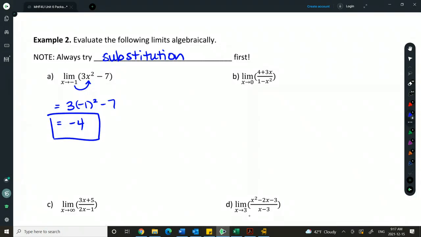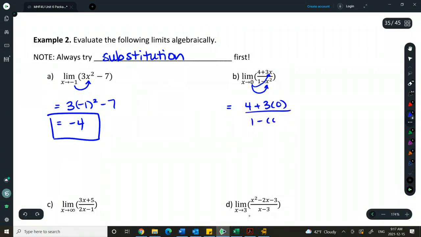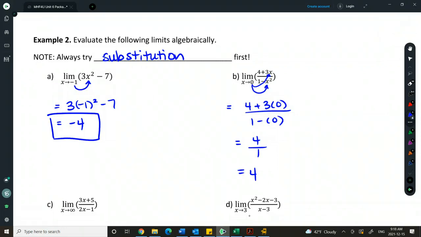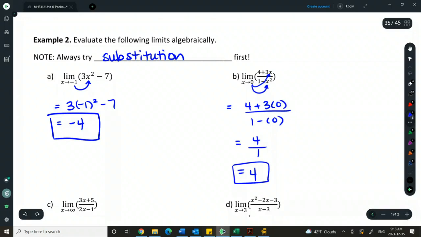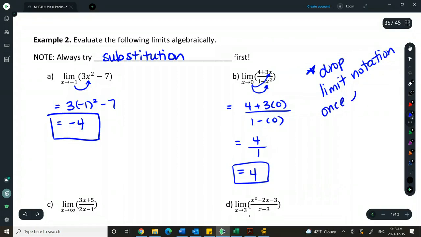Okay, let's try substitution for part B here. I'm going to substitute x equals 0 in for both x's. Drop the limit notation when you substitute. And then I'm getting 4 plus 0 and 1 minus 0. Is this an acceptable answer? It's just like a regular number? Okay, that's fine then. So we're good when we substitute. Okay, I'm going to make a little note. Drop limit notation once you've substituted.